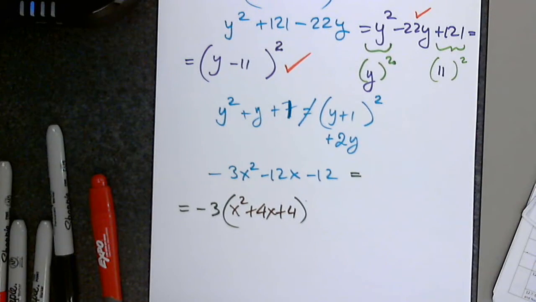When you distribute negative 3 to x squared, do you get negative 3x squared? When you distribute negative 3 to positive 4x, do you get negative 12x? And when you distribute negative 3 to 4, do you get negative 12? Perfect. So now look at x squared plus 4x plus 4. Special product.